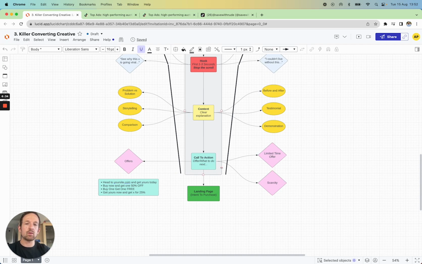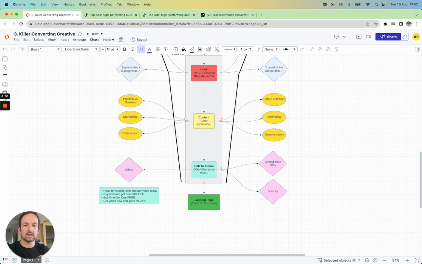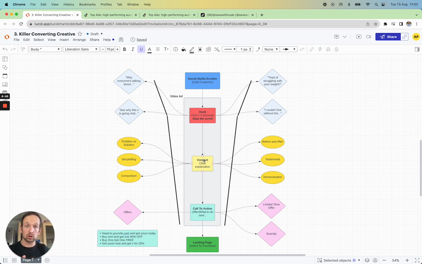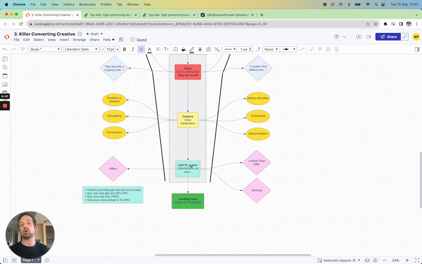And this is how we craft a killer creative, as we want a hook for the first 1 to 3 seconds that catches their attention. We give them very clear evidence and examples of what the product will do, the problem that it solves. Then we have our call to action and says, this is what I want you to go and do next. So go to the site, grab yours today, and you'll get it for X% off.